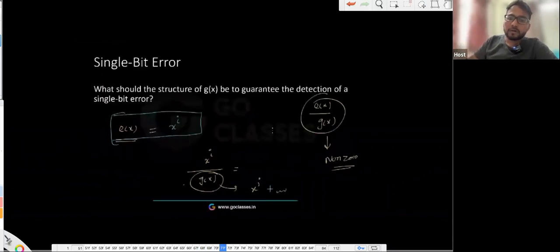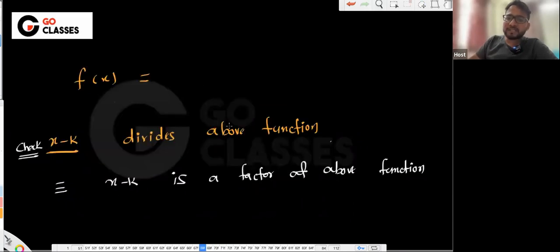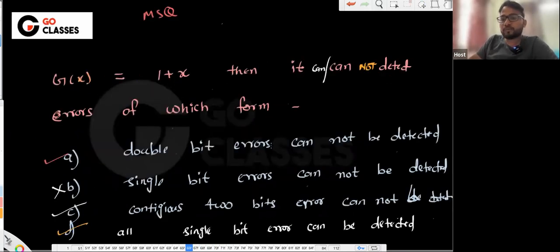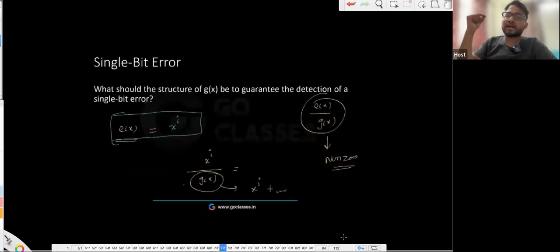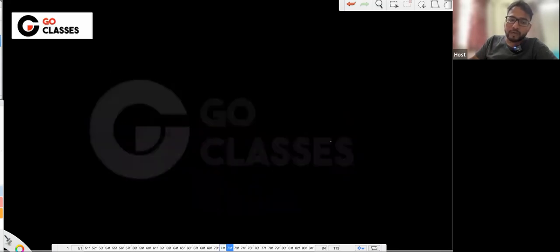Okay, so let's see what should be the structure of gx. Now basically, the question could be in any way. Given the gx, they can ask which kind of error it can detect, or you have some specific requirement. Let's suppose you want to detect only single bit error, which means error of this form. Then what should be the gx? Maybe gx could be anything, right? If you want to detect x power i, then what should be the gx?